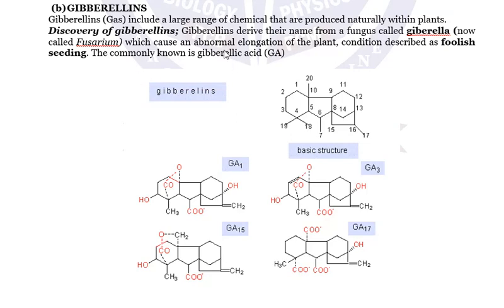So we have a wide range of compounds which are collectively known as gibberellins, but they derive their name from the fungus Gibberella, because this fungus causes the abnormal elongation of plants, and this condition is known as foolish seedling. If you go to your reference book, more especially biological science, you can read this history of gibberellins in more detail, but this is a short description of how gibberellins were discovered.